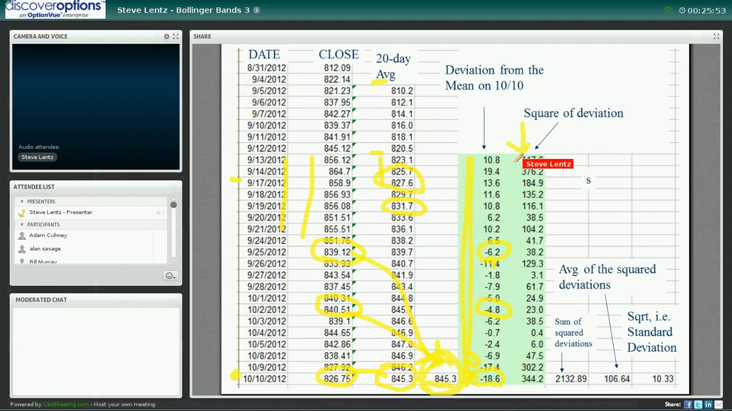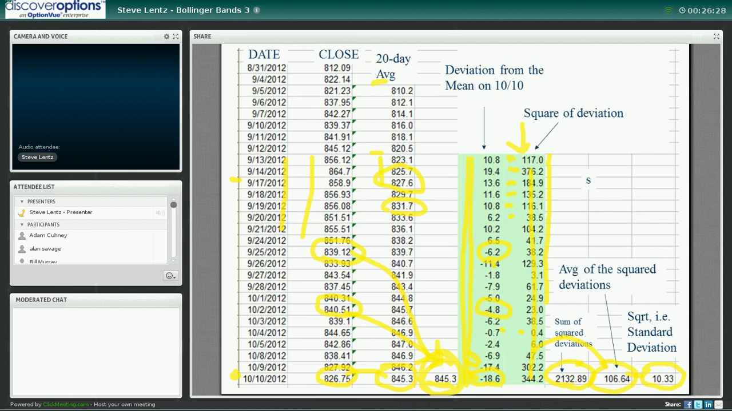We then square each one of these numbers. All right, so these numbers are really big, right? Some of them are real tiny because the price almost landed right on the mean right here. Not a big deal. Okay, we're going to add all these numbers up, and we get this big number. We take the average of all of these, and we get this number here. We take the square root of that, and ta-da! That's our standard deviation. See that?